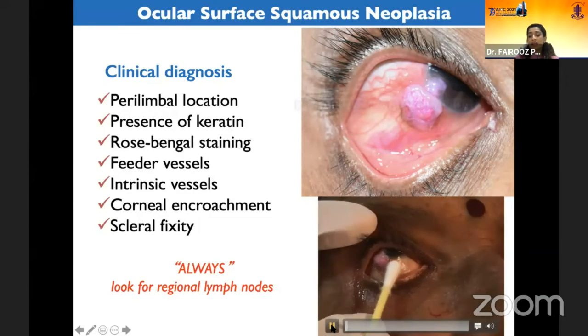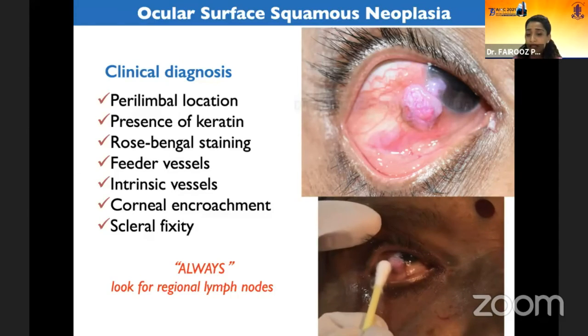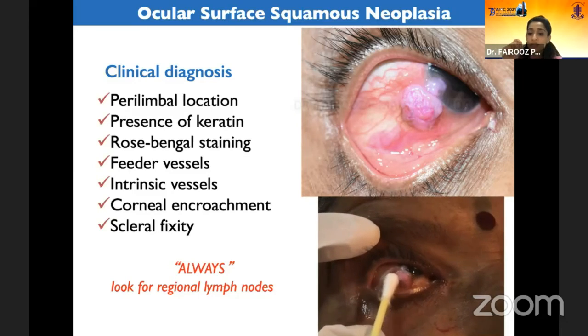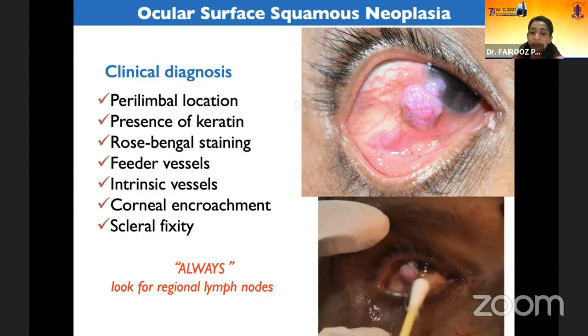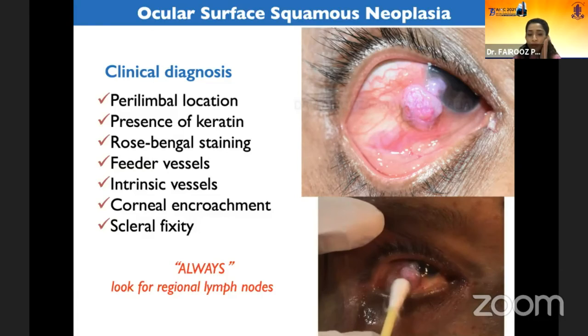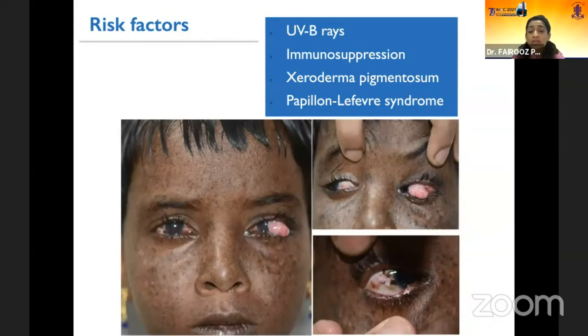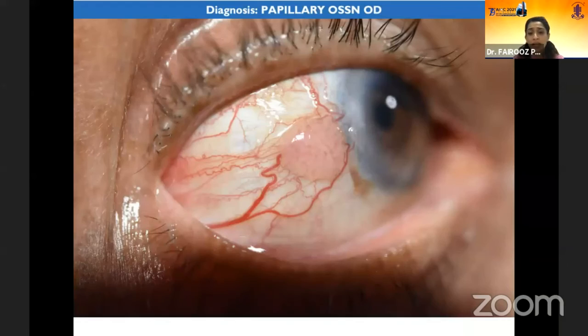Scleral fixity is something that we actually evaluate in a clinic. We take a cotton bud tip applicator after anesthetizing the ocular surface. We try to move it and rule out scleral fixity. In fact, regional lymph nodes, including the preauricular, the submandibular, and cervical lymph nodes, should also be ruled out. The risk factors, apart from UVB rays, can be immunosuppression and xeroderma pigmentosum. In these situations, the patients can present much younger and much more aggressively. It can be multifocal and it can be bilateral, as in this case.